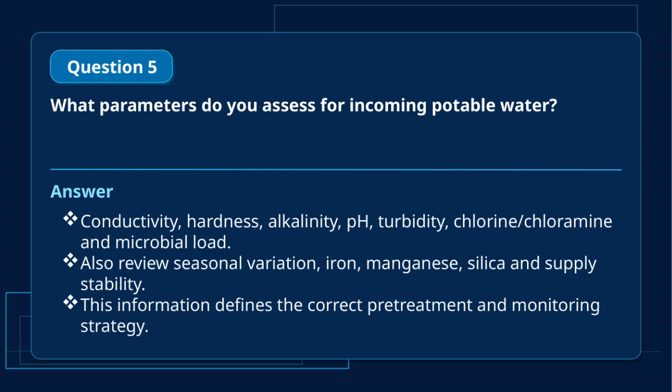We also measure chlorine or chloramine levels, which are common disinfectants, along with the microbial load to assess any biological contamination. Beyond these, it's critical to consider seasonal variations, since water quality can change throughout the year. We also monitor for specific minerals like iron, manganese, and silica, which can impact both water quality and the performance of our treatment systems. Finally, understanding supply stability helps in planning consistent monitoring and pretreatment strategies. All this information together allows us to tailor the right pretreatment and monitoring approach to maintain safe and high-quality potable water.